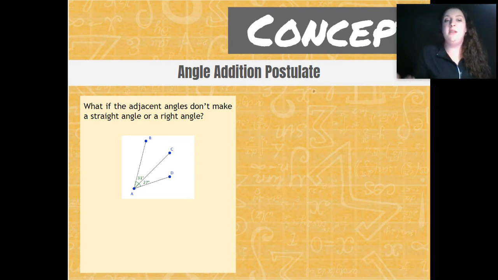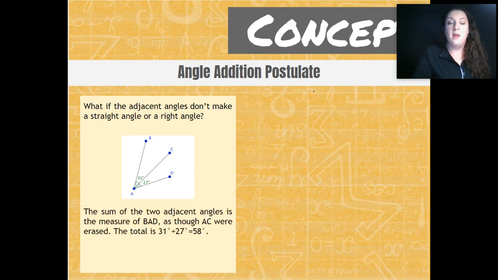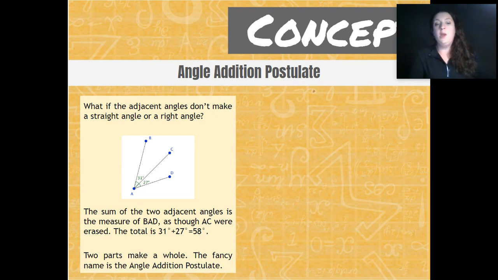So what if the adjacent angles don't equal that straight angle or right angle? The sum of the two adjacent angles is the measure of BAD, as though AC were erased. The total is 31 degrees plus 27 degrees, which equals 58 degrees. Two parts make a whole. That is just what angle addition postulate means.